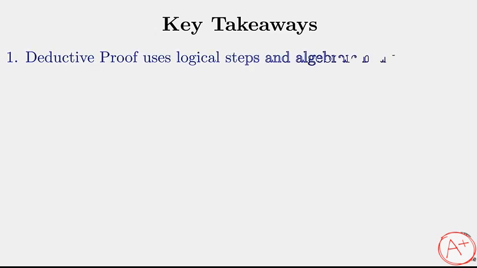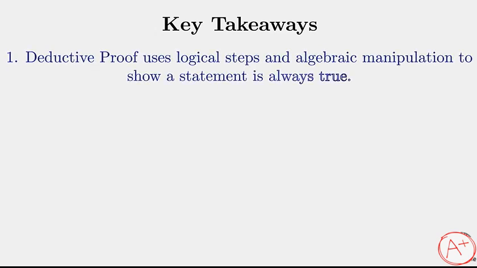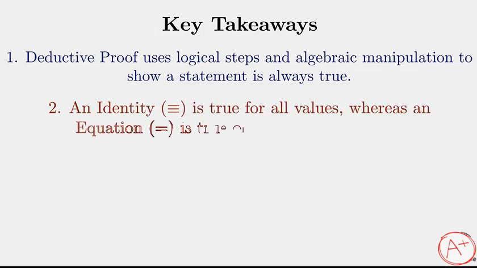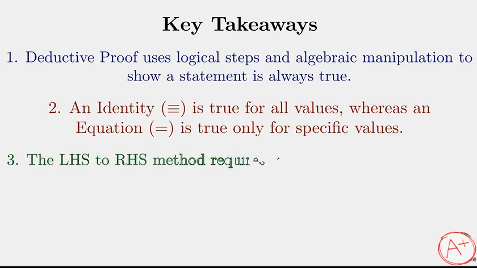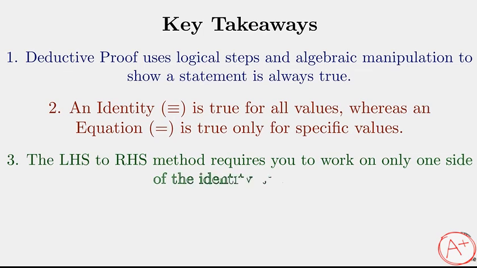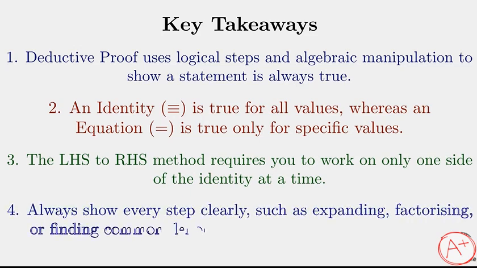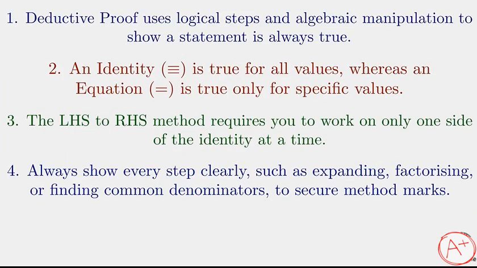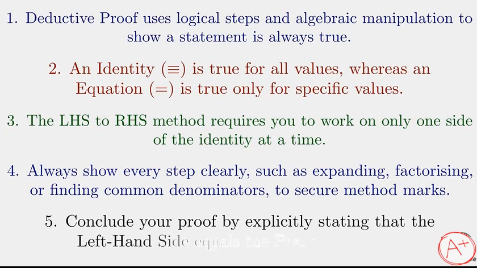First, remember that a deductive proof uses logical steps and algebraic manipulation to show a statement is always true. Second, understand the difference in notation. An identity is true for all values, whereas an equation is only true for specific values. Third, the left-hand side to right-hand side method requires you to work on only one side of the identity at a time. Fourth, to maximize your marks, always show every algebraic step clearly, such as expanding or factorizing. Finally, always conclude your proof by explicitly stating that the left-hand side equals the right-hand side.